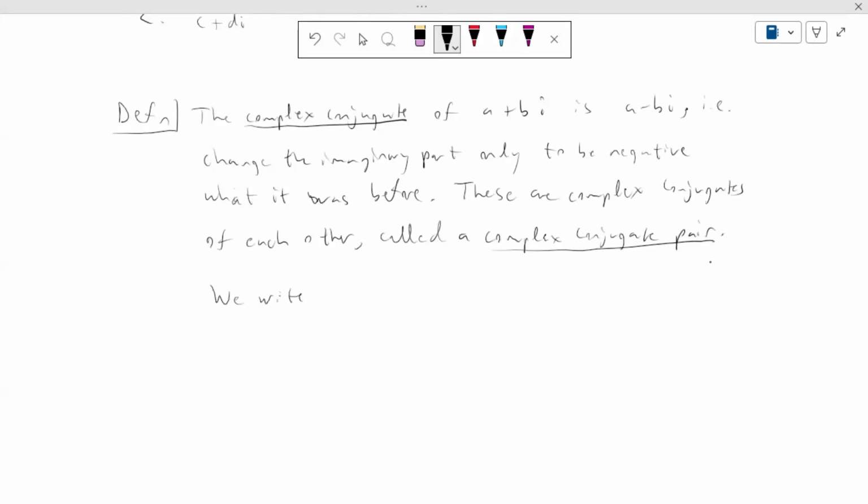So here's a shorthand notation that we use in pretty much every textbook for complex conjugates. We write that A plus BI, the complex conjugate of that, that's what this bar above it means, is equal to A minus BI. And since they are complex conjugates of each other, that means that A minus BI, the complex conjugate of that, is equal to A plus BI. Fair enough.